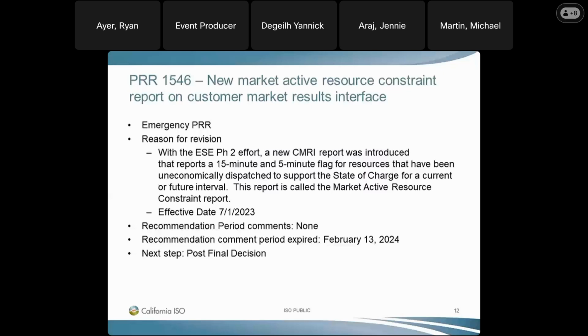Got it. So what I recall on the state of charge ED exceptional dispatch, there's certain conditions that had to be met for the counterfactual payment.